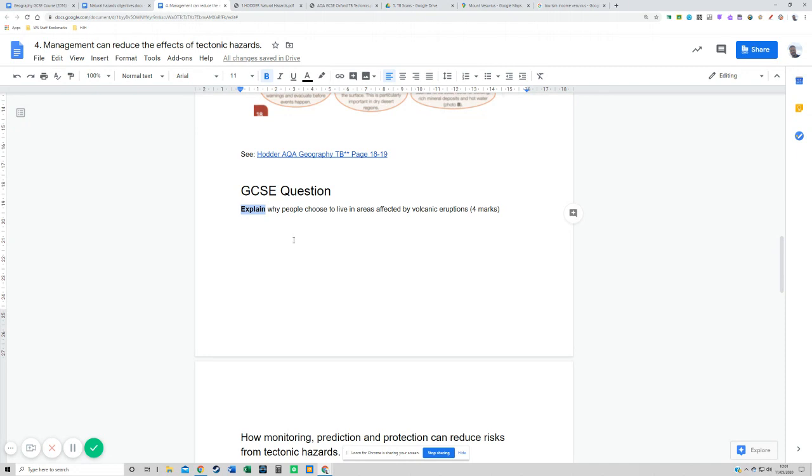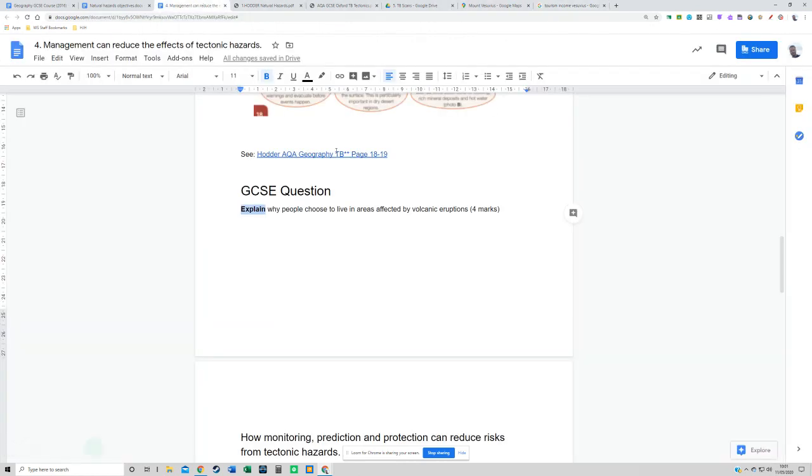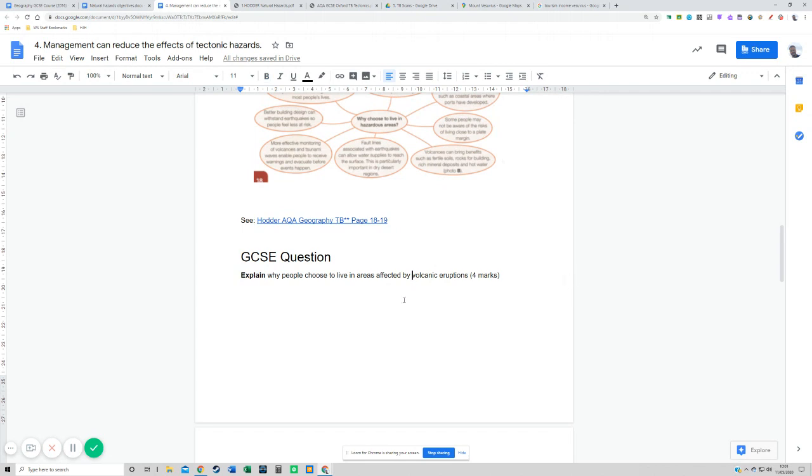For the tourism one, you don't even need to use Vesuvius, but it might make it easier. So volcanoes can attract millions of people like Mount Vesuvius. And we could say 2.5 million visitors each year, which means they all spend money in the area. It means people make an income in the area. So therefore, people choose to live in this area even though it's hazardous. That's point one. With a 4-mark question, I would give at least 2 points.